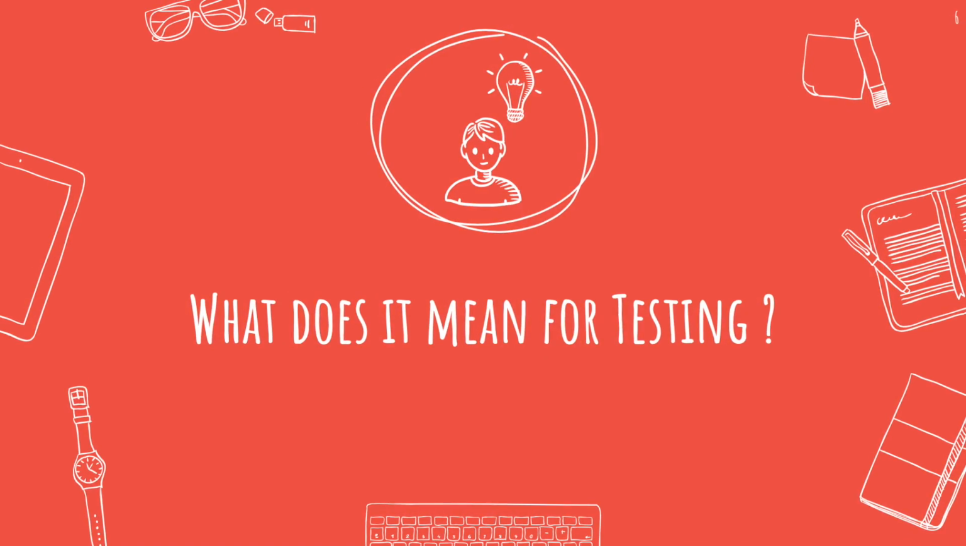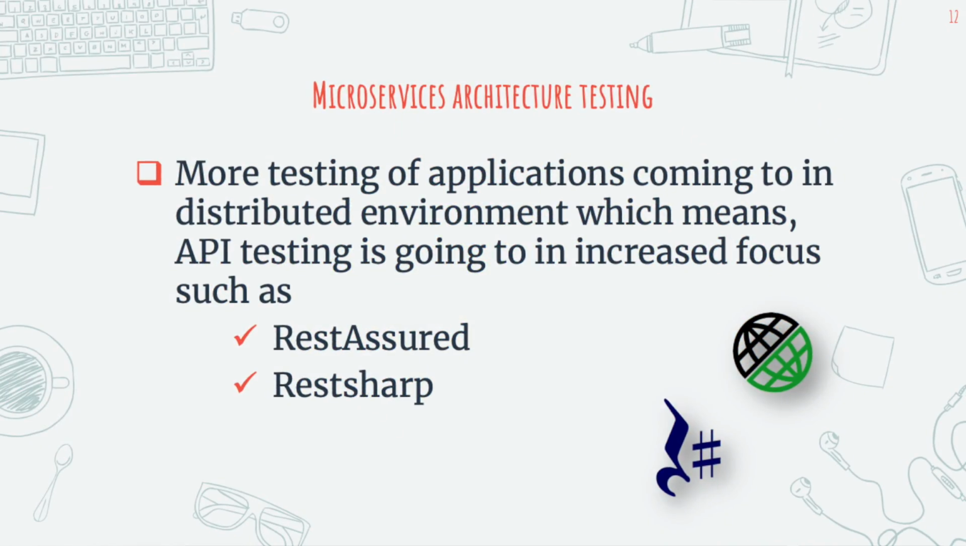So these microservice architectures are really going to be a game changer for application development, and that's exactly going to be boiling down to testing as well. So if you ask me what it means for testing, well, this is the answer. More testing of the application is going to come in the distributed environment, which means API testing is going to increase the focus. We have already discussed these tools like Rest Assured and RestSharp a lot, which are for the C# and Java programming languages. We can leverage the power of these programming language tools within our application testing for microservices much more easily this year as well.